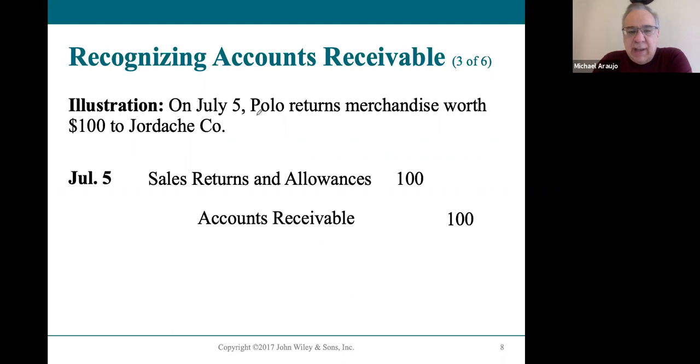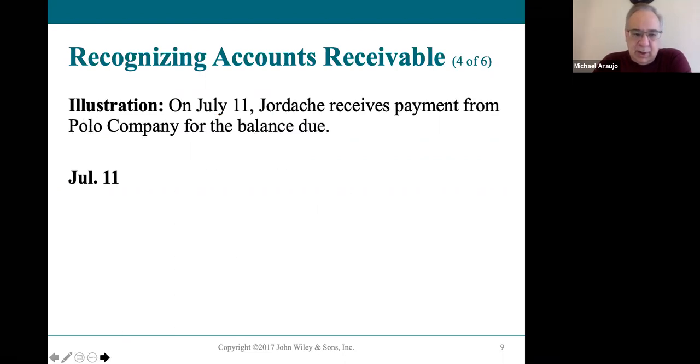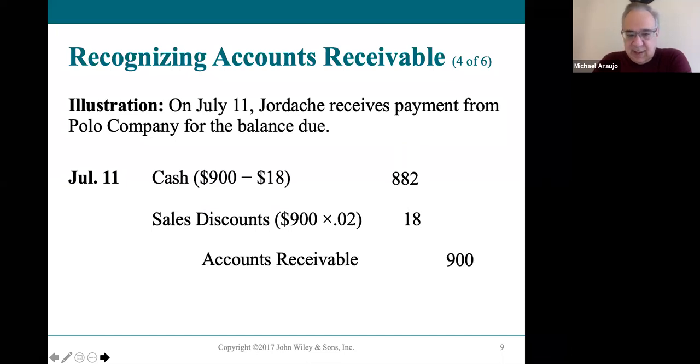If a few days later Polo returns merchandise, you have sales returns and allowances debit, receivable credit. So here you see that receivable has now been reduced from $1,000 to $900 because of this return. Right? They're not expecting to collect $1,000 anymore. That receivable is now $900. So this is part of the issue with receivables, is that they change frequently for merchandisers because of sales returns.